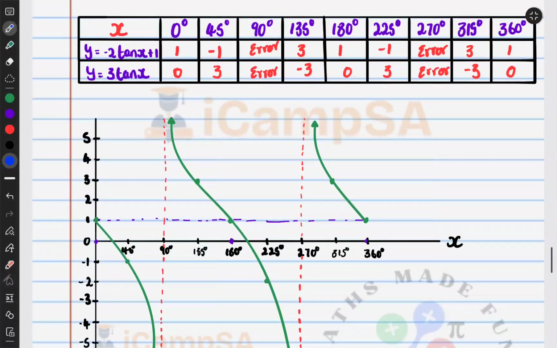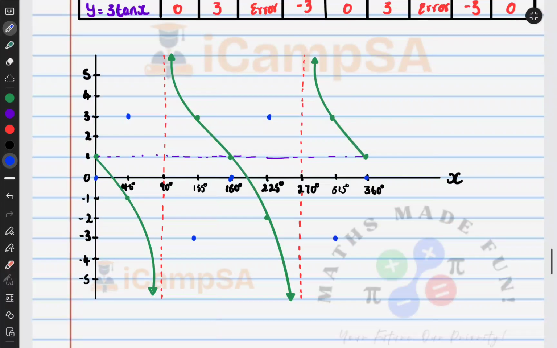At 0 degrees we have 0. At 45 we have 3. At 135 we have -3. At 180 we have 0. At 225 we have 3. At 315 we have -3. At 360 we have 0. Then from there we simply join the points.